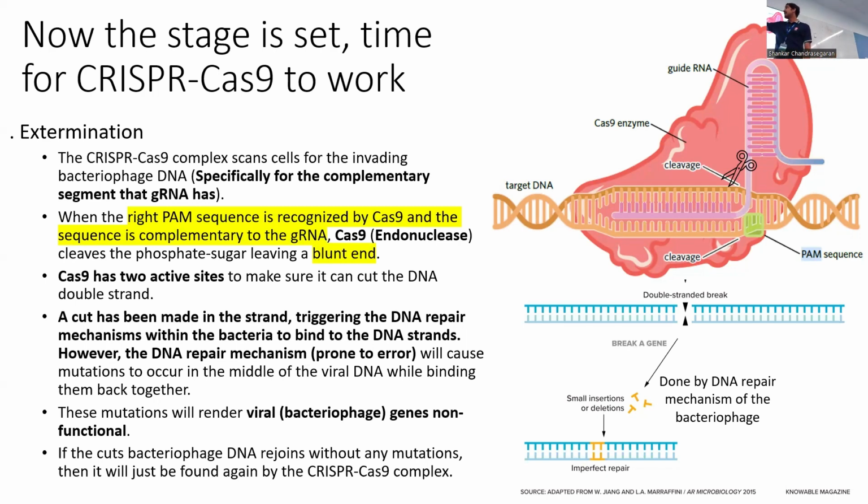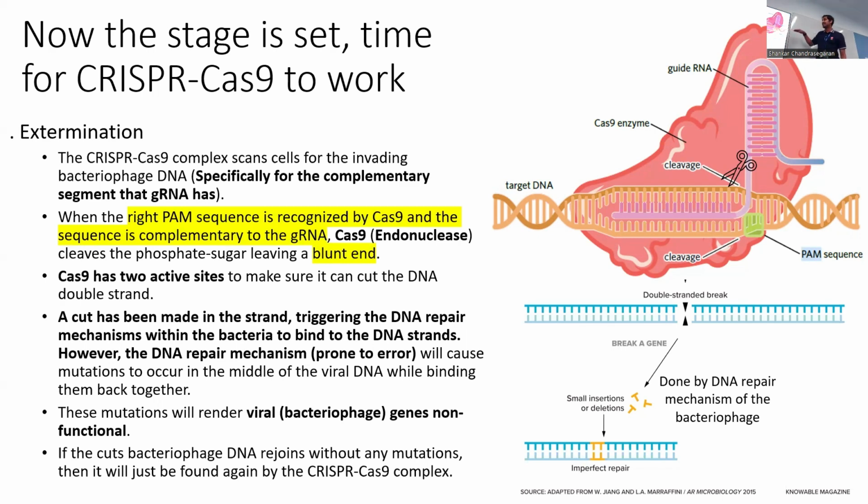So when the right PAM sequence is recognized by Cas9, like I said, it's a recognition sequence, but that recognition sequence was left out of the guide RNA for a reason. It will be recognized by the Cas9 protein. And once it recognizes that, it will see whether everything is complementary here. And if that's the case as well, then the cut is made. So two things are checked. First thing to check is the PAM sequence. Then only will it check whether it's complementary.